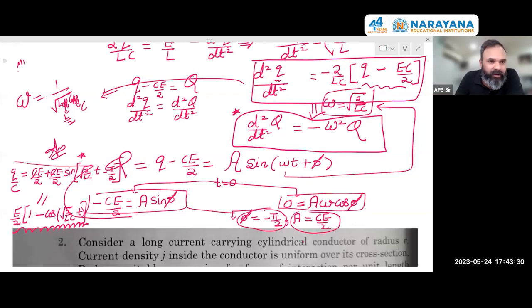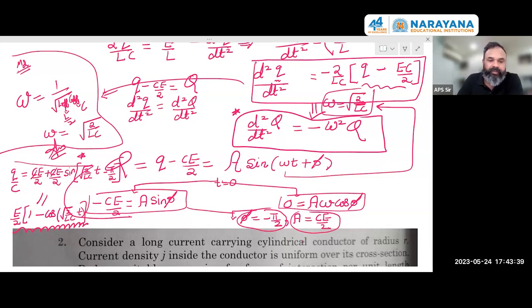In this trick-based method, what I could have done is, I could have directly written that my omega is root of 2 by LC. Then I would have speculated an oscillatory solution.